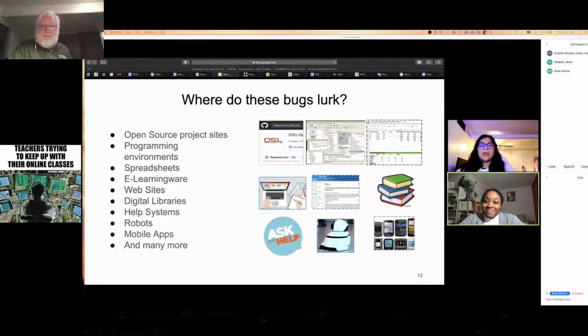So where do we find these kinds of bugs? Well, pretty much anywhere that you could think of. Open source projects, programming environments, spreadsheets, e-learningware, websites, digital libraries, help systems, robots, mobile apps, and many, many more. There are lots of places where we find these. And this is one of the reasons why it's so important to address these problems, because you can find these types of bugs in just about any software. Next, please.